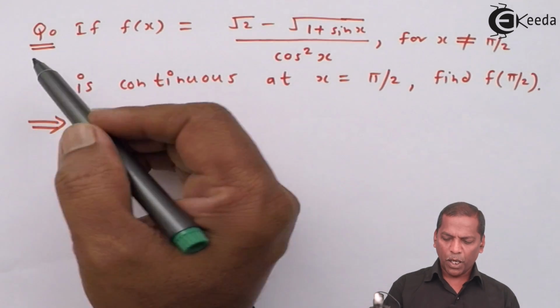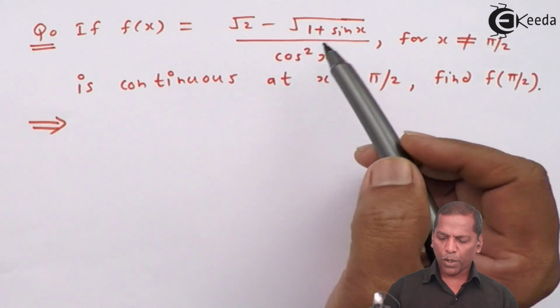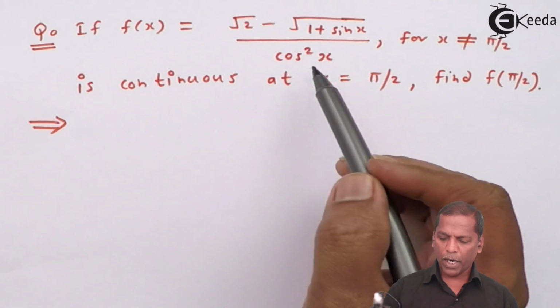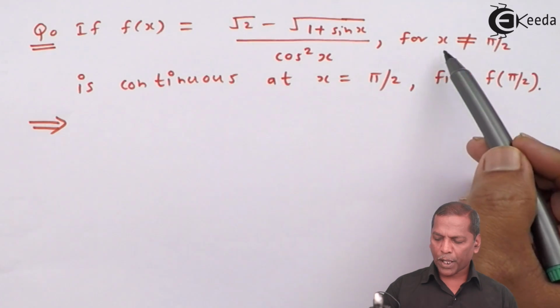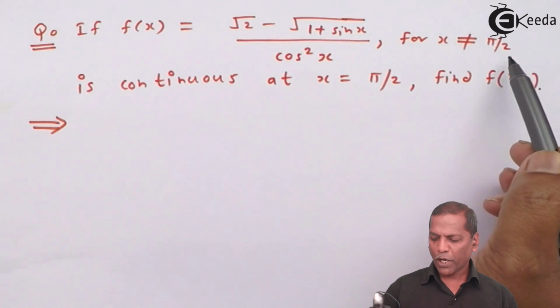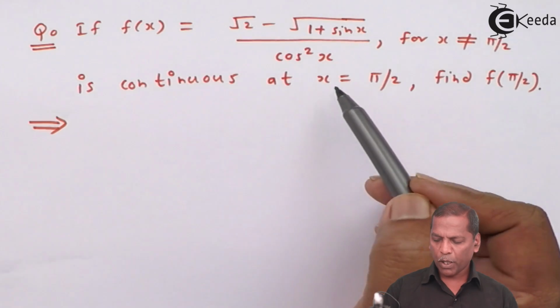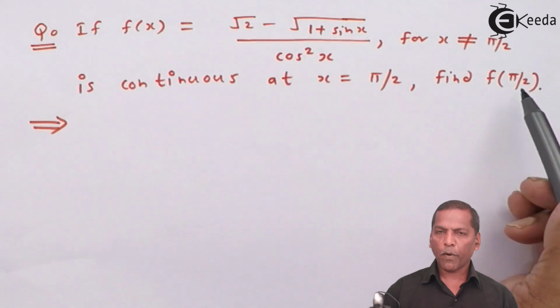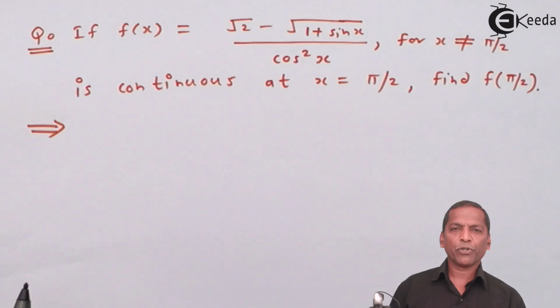The question is, if f of x is equal to root 2 minus square root of 1 plus sin x, whole thing divided by cos square x, for x not equal to pi by 2, is continuous at x equal to pi by 2, find f of pi by 2. Now let's see the solution.